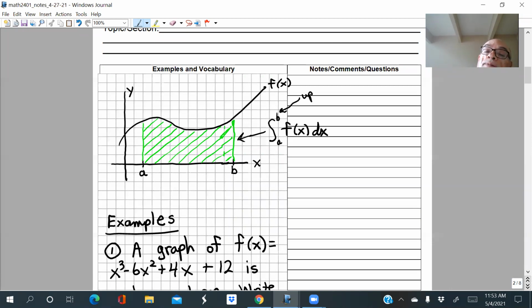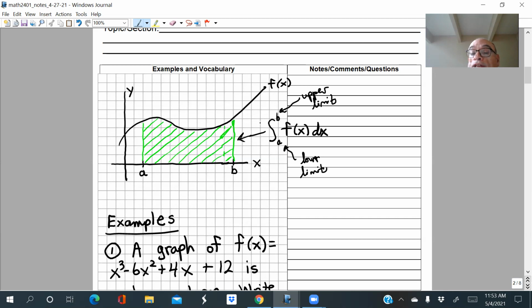So this is the upper limit of integration. That's where this region stops on the right. And this number is, not surprisingly, called the lower limit of integration. That's where the region starts on the left of this area. And then here, of course, is just the curve. And then, like all integrals, we end this with a dx.